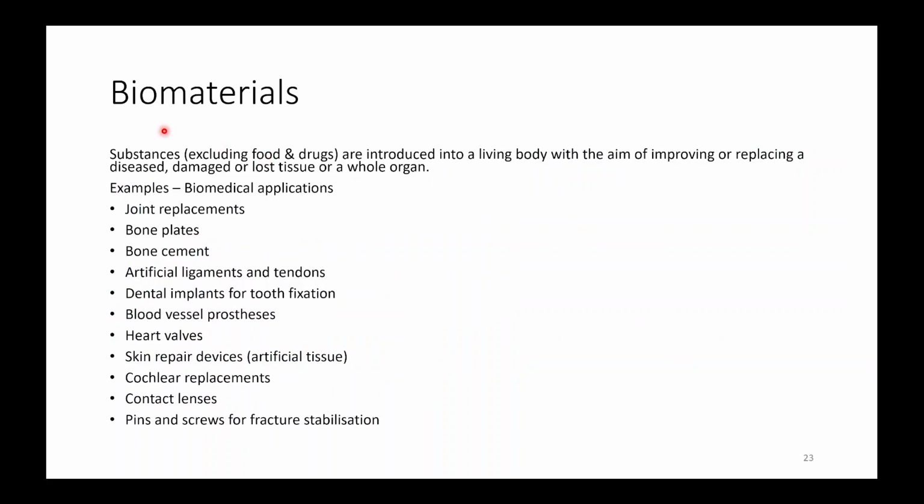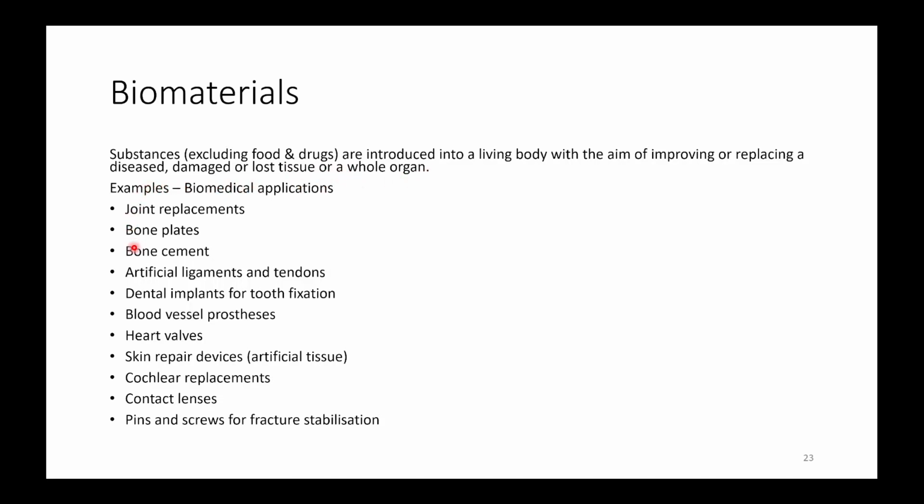Now one of the class of materials is biomaterials. So these are substances including food or drugs which we can consume and which will be compatible with the human body. So these are introduced into a living body with the aim of improving or replacing a diseased, damaged or lost tissue or a whole organ.